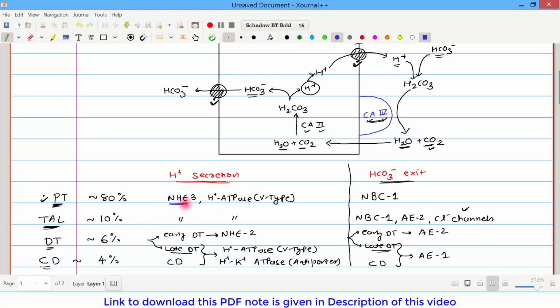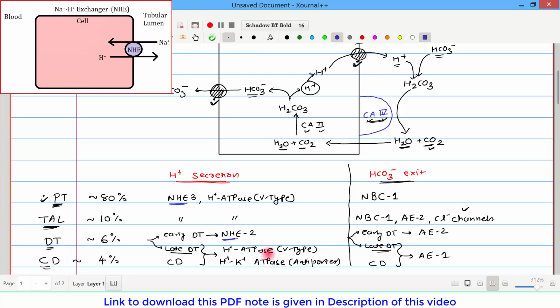This NHE3, this NHE2, this NHE stands for sodium hydrogen exchanger. What this transporter does is move sodium inside the cell and hydrogen outside of the cell towards the lumen. So both are exchanging. This transporter is a secondary active transport. Why? Because it utilizes the sodium gradient which is created by the sodium potassium pump. So this is secondary active transport.